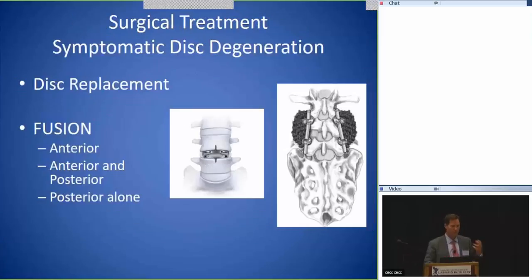So, disc degeneration. This is the single most controversial thing in spine care, okay? What do we do? Well, we either do a disc replacement or we do a fusion. Now, I'm not here today to talk about disc replacement technologies, okay? All I'm going to tell you is that the data to date for disc replacement versus lumbar fusion are identical. The results are the same, okay?